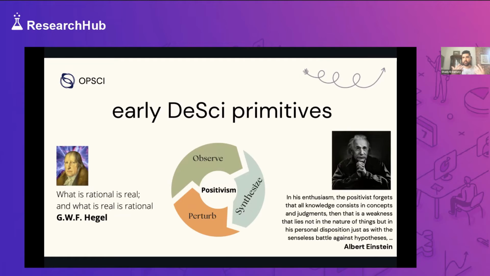So you observe a system, you measure what you can measure, you synthesize those measurements, you perturb the system to see how it responds in different conditions, and then you observe again, and you keep repeating the same process. This is rooted in a philosophical school of thought called positivism, which basically states that anything that's rational is real, and anything that's real is rational, to quote Hegel, right? So if you can observe it, it probably exists. If you can't observe it, it doesn't exist. And this became a pretty dominant doctrine for quite a while, until the emergence of quantum mechanics, right?